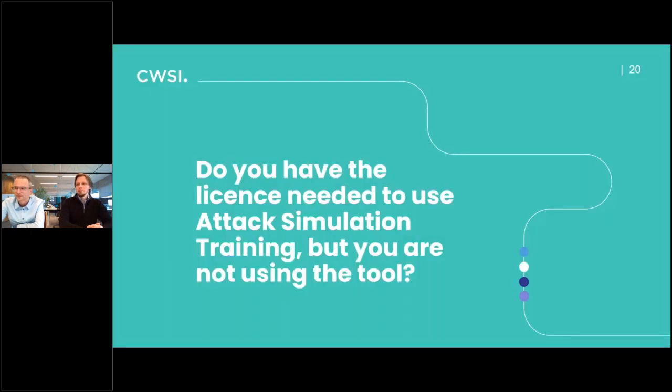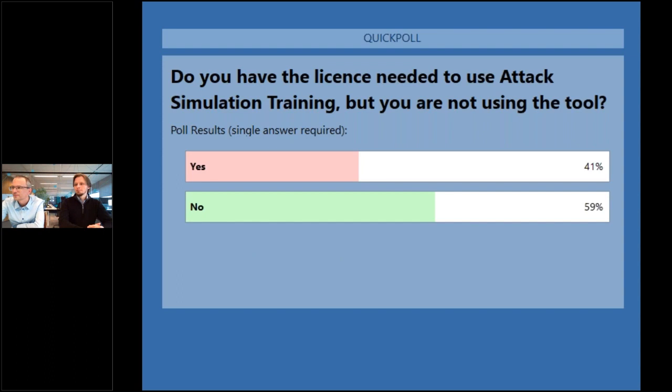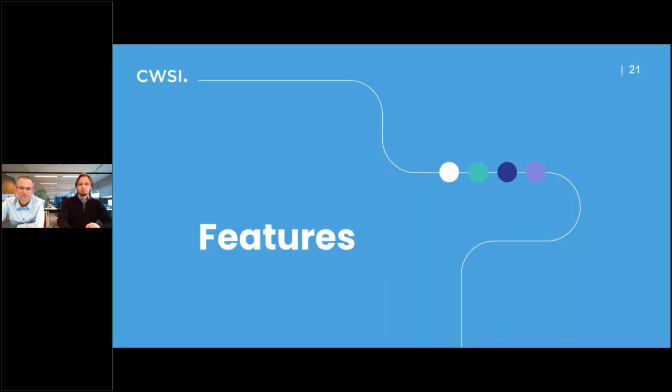I think we've given everybody the time, so let's look at the results. It looks like a little more than half of you don't have a license currently, but a little less than half already have a license but are not using it. That's very interesting. And then let's go ahead and talk about the actual features.